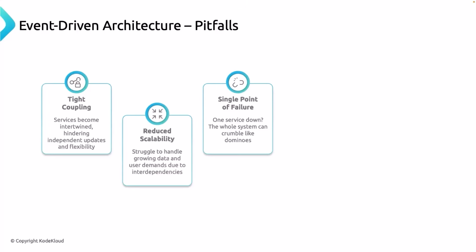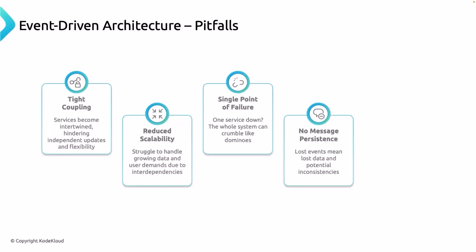Well, that's a big deal for millions of viewers. Designing systems with backups and fail-safes can prevent this domino effect and keep everything running smoothly. And here is a big one: no message persistence. If events aren't stored or persisted over time, your risk of losing critical data and creating inconsistencies is higher. Imagine sending an important email, but it vanishes into thin air before it gets delivered.